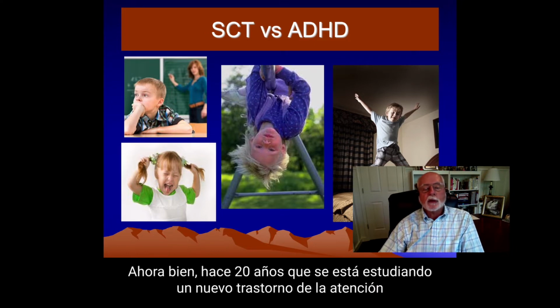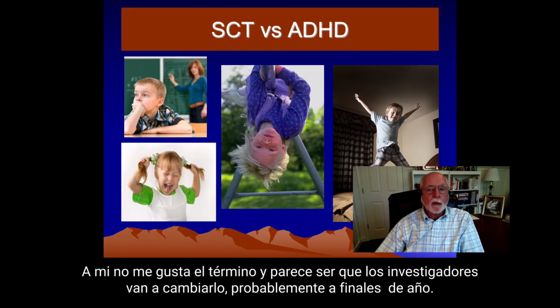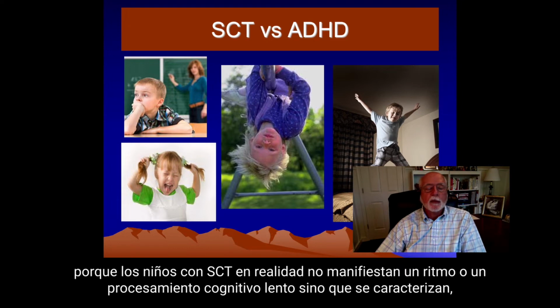Now, there's a new attention disorder that's been discovered over the past 20 years, and it's misdiagnosed as ADHD, but its real name in the research literature is called sluggish cognitive tempo. Now, I don't like the term, and it's going to be changed by researchers presently, probably by the end of this year, which is 2021, to something less offensive and more accurate in describing the problems, because children with SCT really don't manifest sluggish cognitive timing or processing.